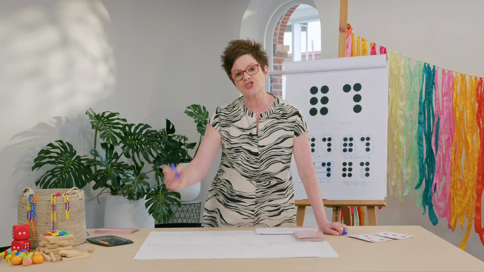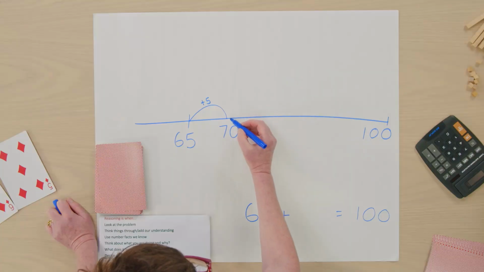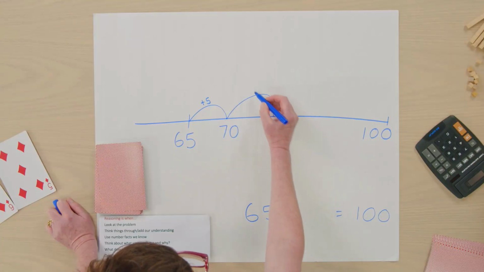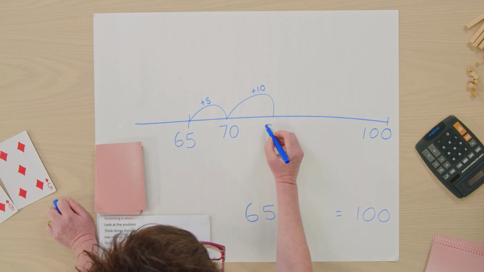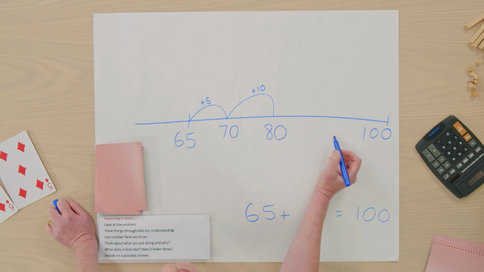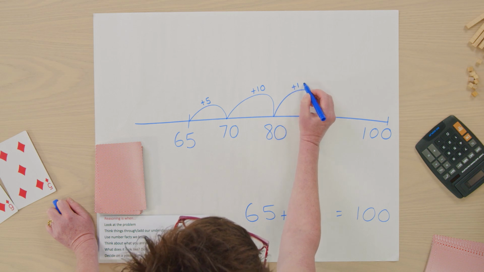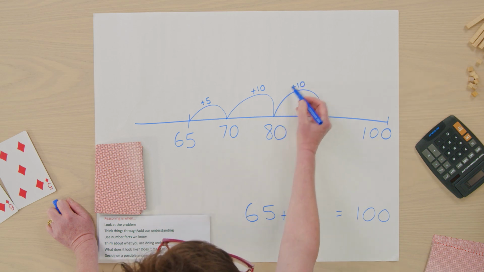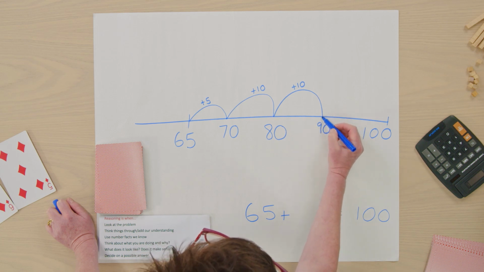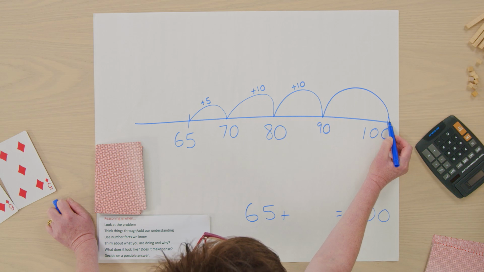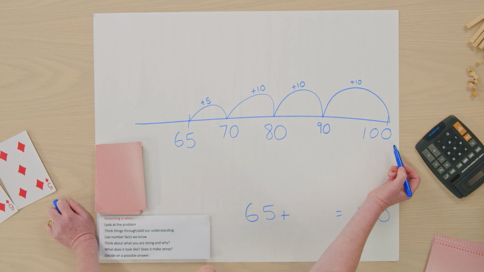So I think we'll start jumping again by tens. We're very good at skip counting by tens. So here we go. My next jump will be another 10. 70 add 10. Correct. 80. Let's jump again by 10. 80 plus 10. 90. And one more jump. Add 10, 90 will get me to 100.